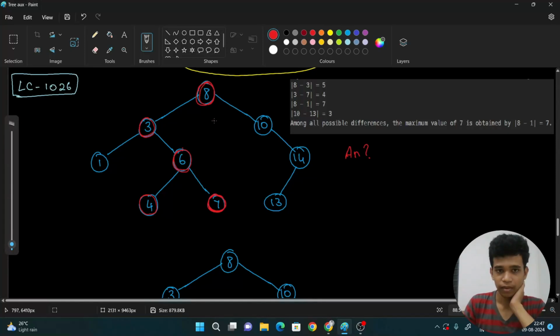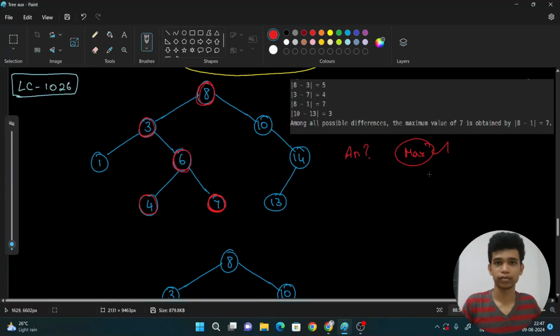Similarly, we can take the ancestor minus any one of these pairs. I can take this 7 minus this 6, 7 minus this 3, 7 minus this 8. And we want to take the absolute value such that it is the maximum among each and every pair. Right? Okay. How to approach this problem?